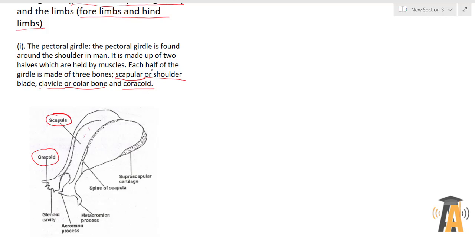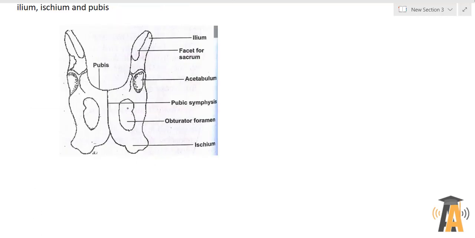But mind you, just know that each half of the girdle is made up of 3 bones: the scapula or the shoulder blade, 1, then the second one is the clavicle or collarbone, 2, and the third is the coracoid. So these are the 3 parts that make up the pectoral girdle.